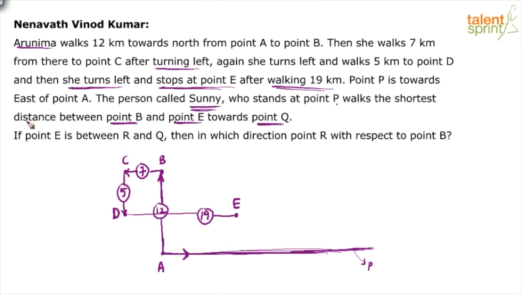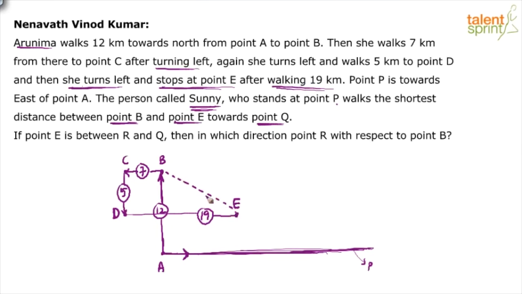He walks the shortest distance between point B and E towards point Q. Now, if you look at point B and E, the shortest distance is going to be this. You know that the shortest distance between any 2 points is a straight line joining these 2 points.